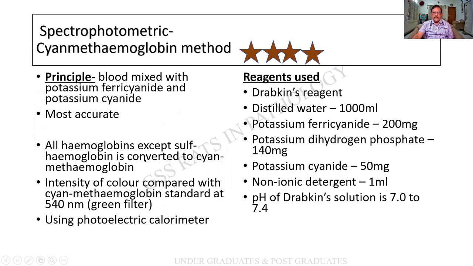All hemoglobins except the sulfhemoglobin are converted to cyanmethaemoglobin. And the color intensity is noted at the green filter of 540 nanometers. This was asked as an MCQ in the MBBS Haematology question paper, and many students did not know. The principle is photoelectric colorimeter. The reagent is Drabkin's reagent. So, cyanmethaemoglobin method, Drabkin's reagent, we should remember. These are the contents of it. Please go through it.